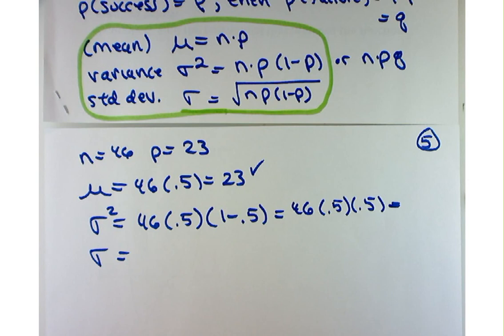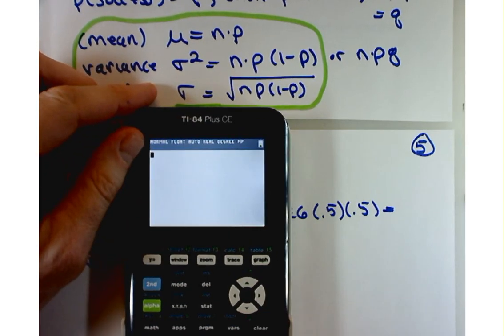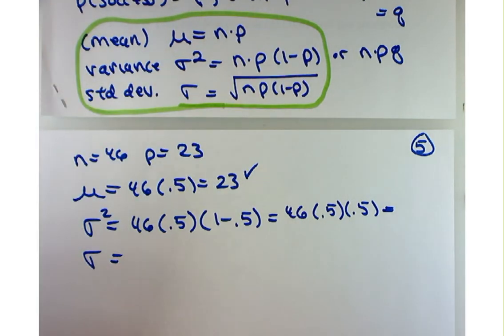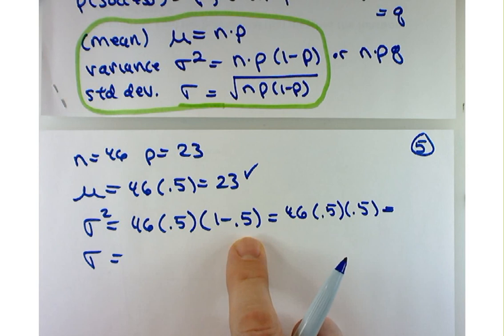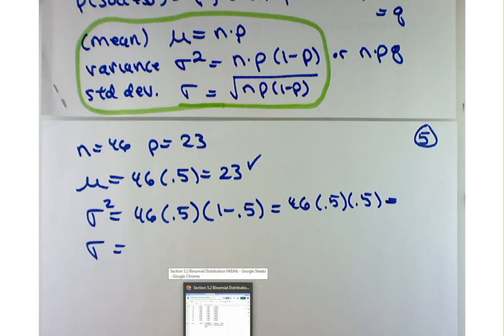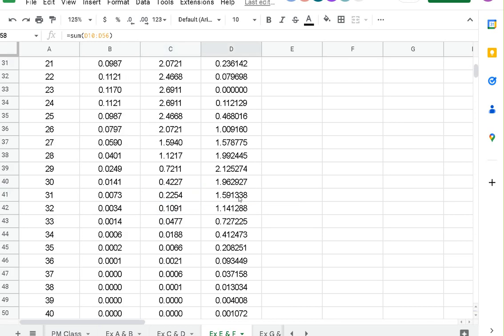23 divided by 2 is 11.5, isn't it? 46 times 0.25, 11.25. What's wrong here? Okay. Things were going along real nice until now. This looks... Question?